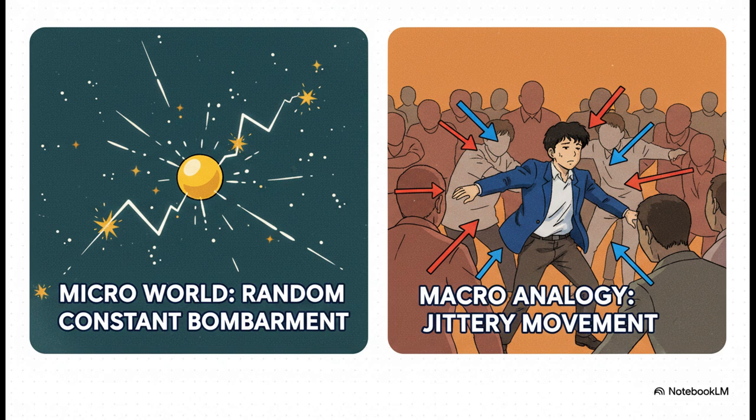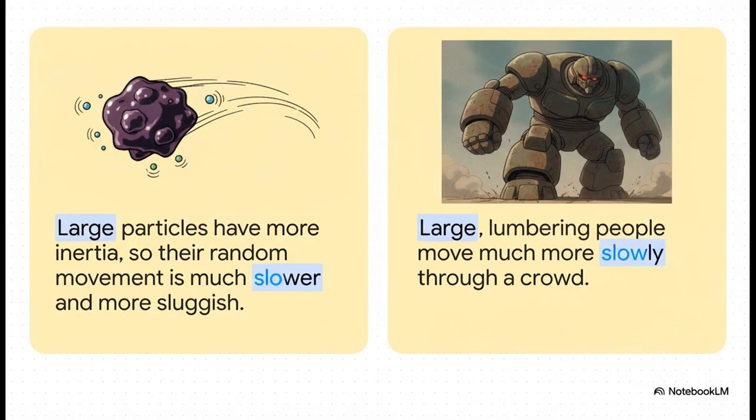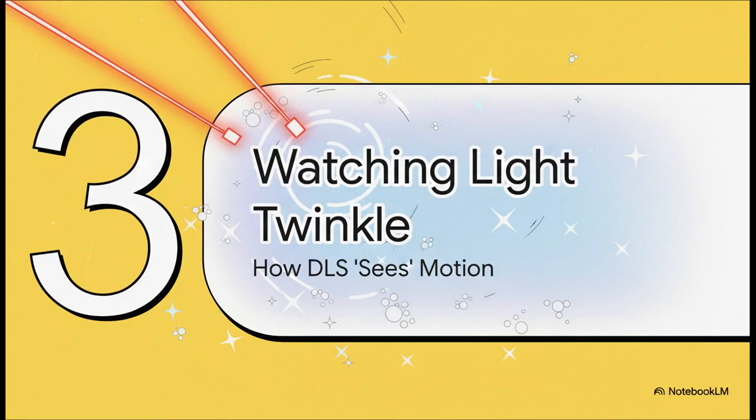And what's so cool is how the size of that particle totally changes its dance moves. A smaller particle is just like a small, agile person in that crowd. They can change direction on a dime and zip around way faster. Those random bumps have a much bigger effect on them. But a larger particle, that's more like a big, lumbering person. It's got more inertia. The little bumps from the crowd don't really move it as much, so its movement is much, much slower. And that right there is the core principle. If we can just measure the speed of that random wiggle, we can figure out the particle's size. Simple as that.